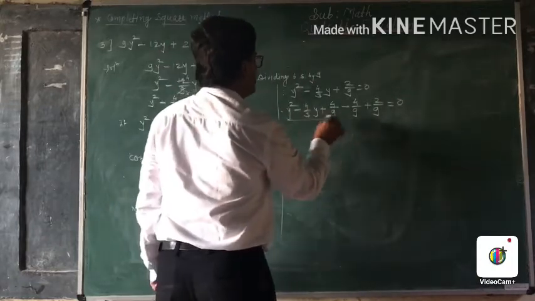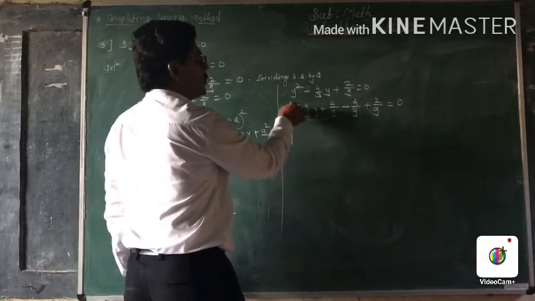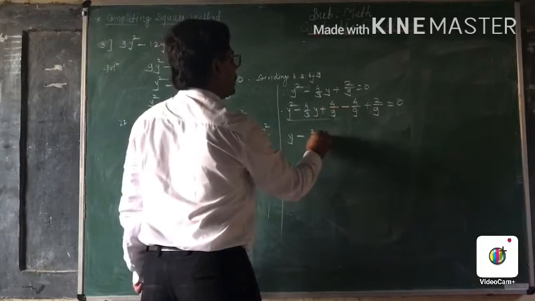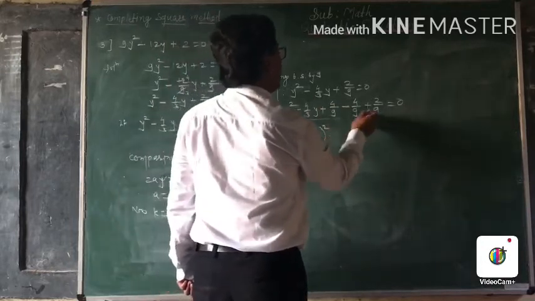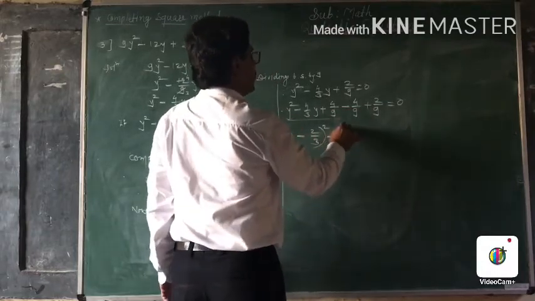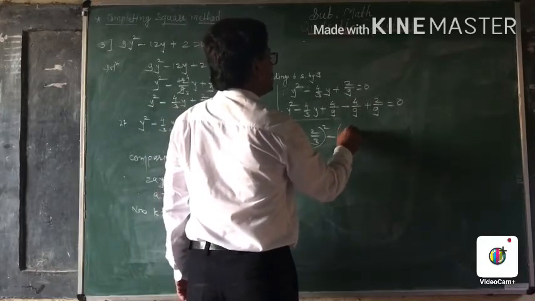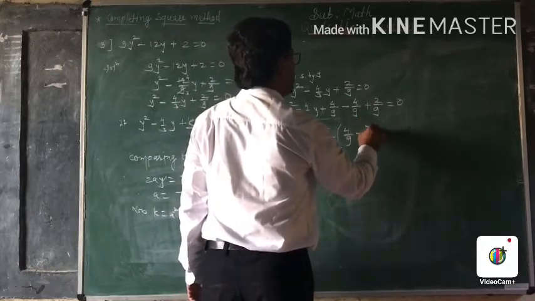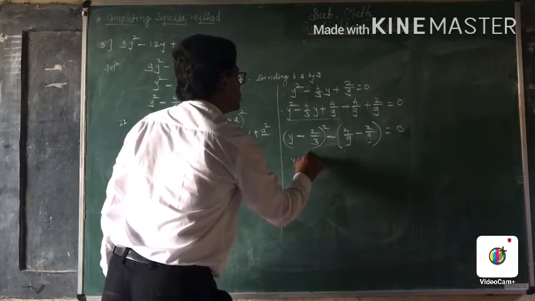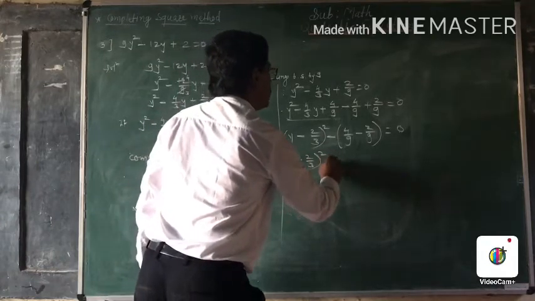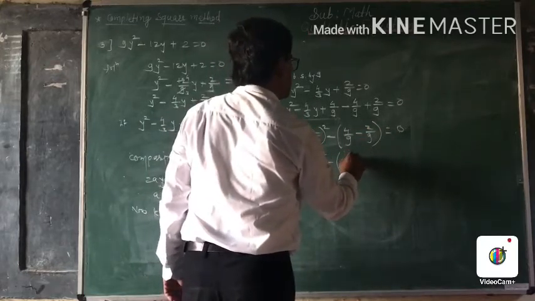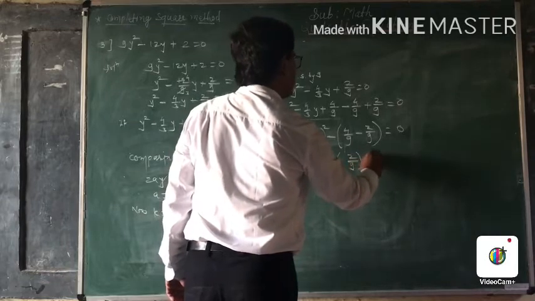Now this is the complete square: the square root of the first term, with the sign minus, and the square root of 4 by 9 is 2 by 3. This is the complete square. What is remaining? Plus 4 by 9 minus plus 2 by 9 is equal to 0. Now (y minus 2 by 3) whole square minus, denominators are same, therefore 4 minus 2 is 2 divided by 9, is equal to 0.